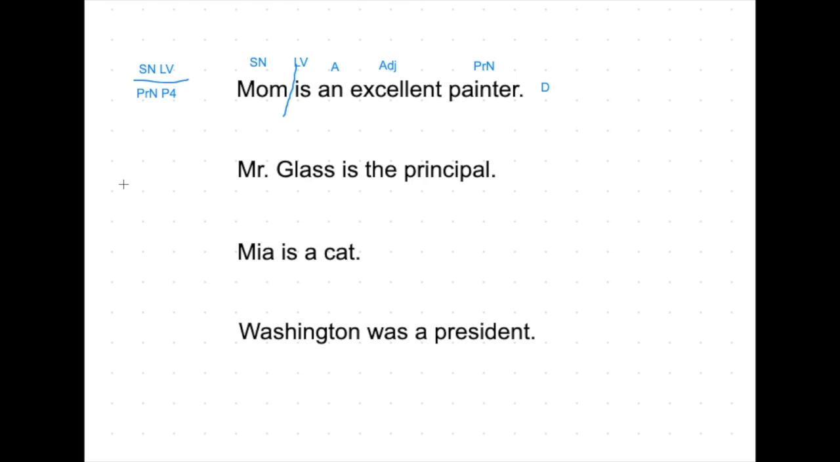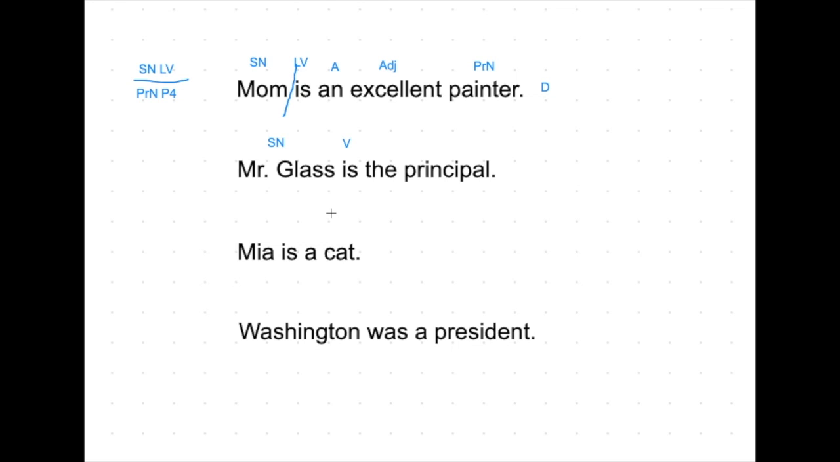Let's do the next one together. Mr. Glass is the principal. Who is the principal? Mr. Glass, subject noun. What is this saying about Mr. Glass? Mr. Glass is. Is a verb. It's not showing any action, so that should right away make you think, is this a linking verb? Is there a predicate noun? Mr. Glass is what? Principal.